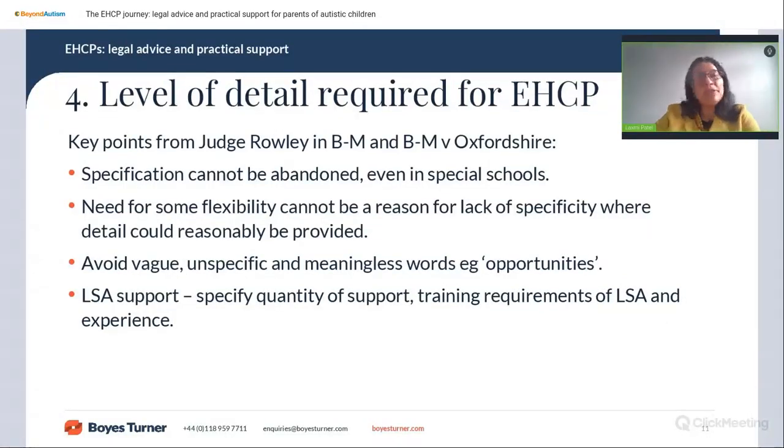Key points from the Oxfordshire decision were that, as I've said before, specification can't be abandoned, even in a special school. Sometimes it's said that we need some flexibility, but that's not a reason for not putting in specificity where detail could have been provided. And avoid vague, meaningless words such as opportunities. Opportunities is a classic one that we see quite often in EHCPs. And for any specialist staff, think about what qualifications and training requirements they might need as well.